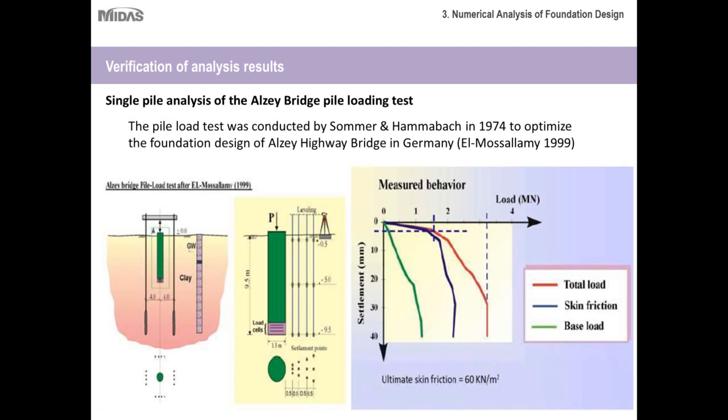So the setup was very simple. They had a pile member. Under the pile, they had set up the load cells to get the end bearing resistance, and they had sensors all around the periphery of the pile to capture the skin friction and the relative settlement between the pile and the soil. And then they were able to plot the three lines as you can see on this graph: base load, skin friction, and total load.